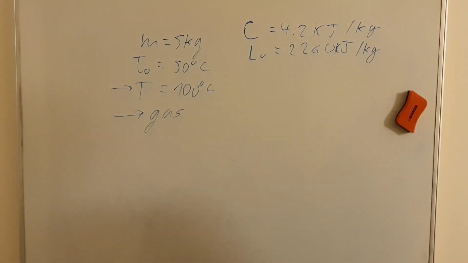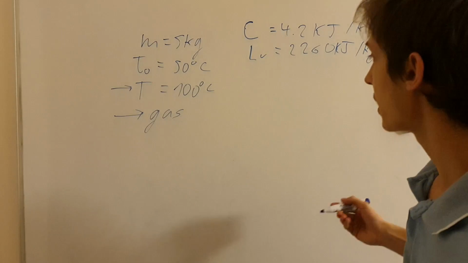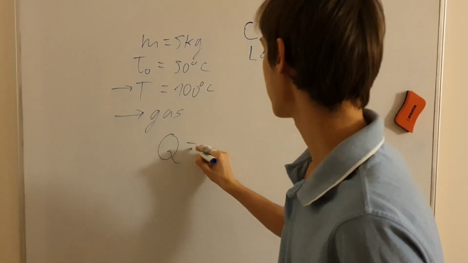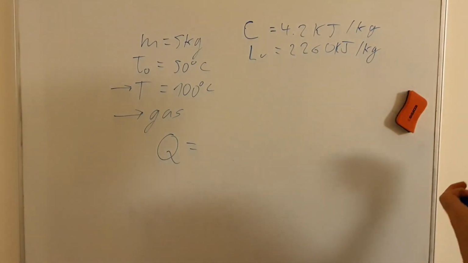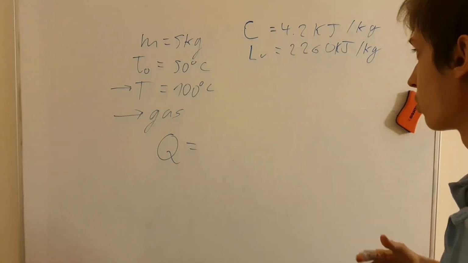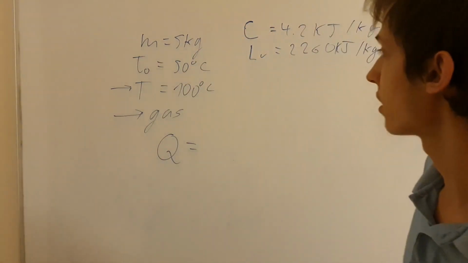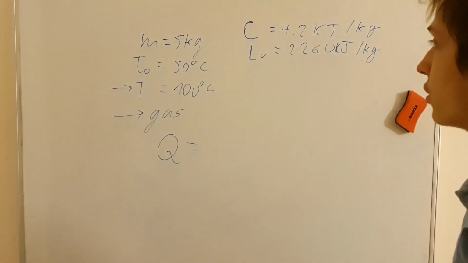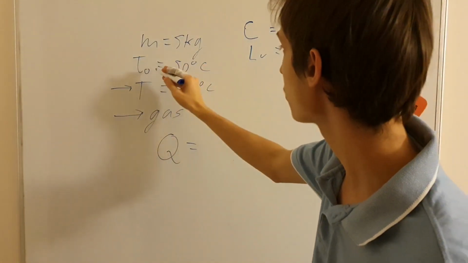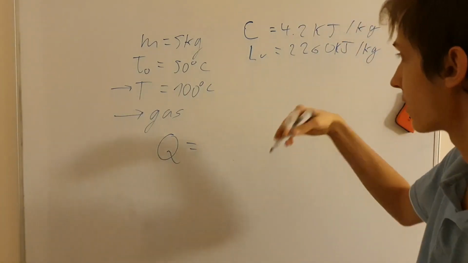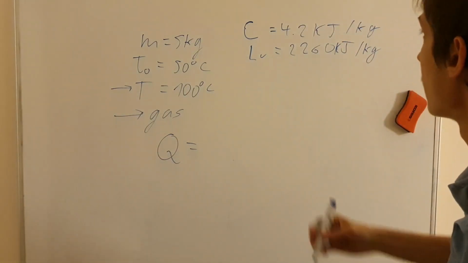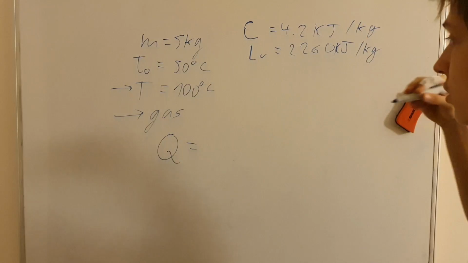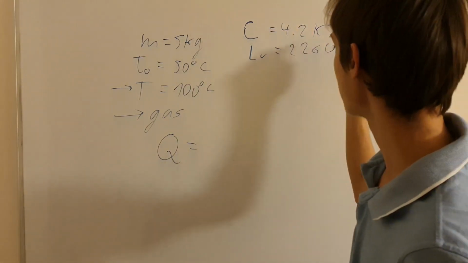So, what I have to take into account, I want to look at the entire energy required for the water to change from 50 degrees of liquid water into gas. So what is the entire energy? As I said, first I have to switch from 50 to 100 degrees. I have to raise it. That's thanks to the specific heat.